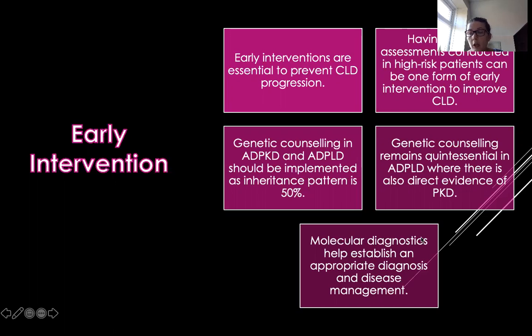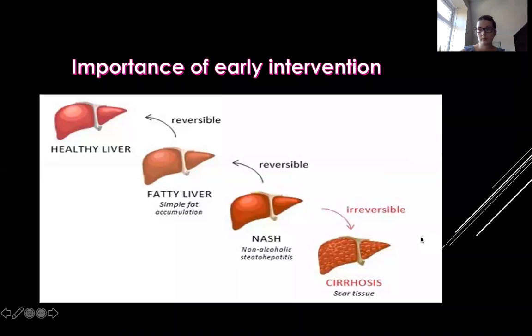Cirrhosis usually develops over many years and presents late. This means cirrhosis could be prevented through early detection and treatment. In fact, it's estimated that over 90% of liver disease is preventable. This figure ideally shows why early intervention is so important.